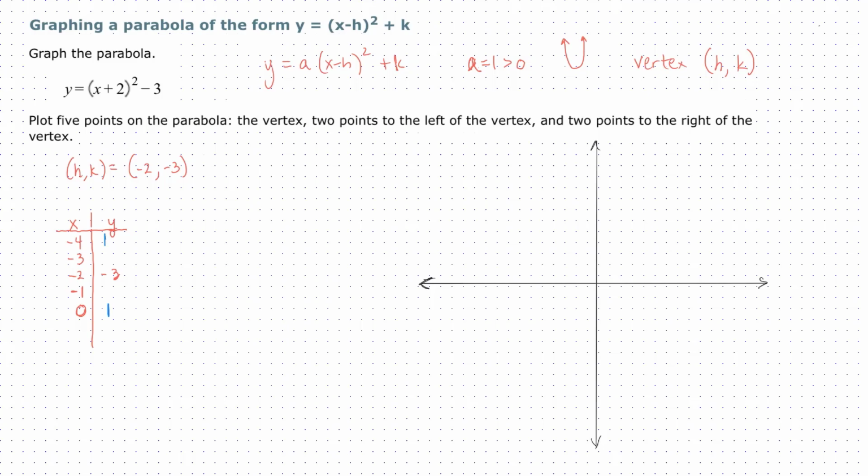Because the quantity -2, right? When x is equal to -4, we get y equal to -4 plus 2 quantity squared minus 3. And then what is this? This is equal to parentheses -2 squared, which is +4 minus 3. So that will get you 1.